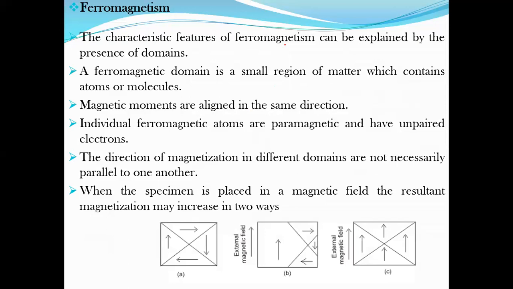Ferromagnetism can be explained by the presence of domains. A domain is a small region of matter which contains atoms and molecules whose magnetic moments are aligned in the same direction, right? Individual atoms are paramagnetic and have their unpaired electrons, right? So the direction of magnetization in different domains is not necessarily parallel to one another. When the specimen is placed in the magnetic field, the resultant magnetization increases in two ways.